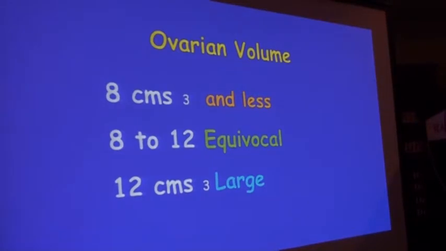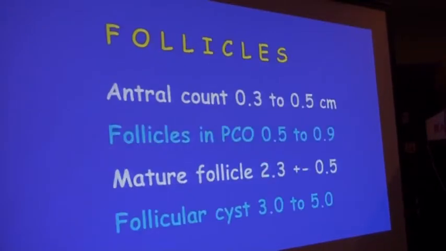Now, what about the ovarian volume? 8 centimeters cubed and less is okay, normal. 8 to 12 is equivocal, that means there may be a problem, there may not be a problem, but any ovary which is beyond 12 is a large ovary.